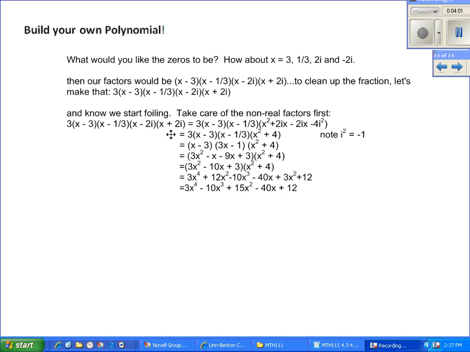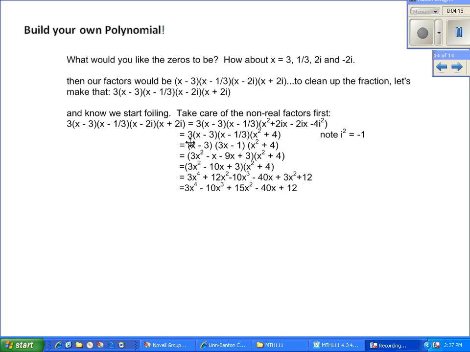x squared plus 2ix subtract 2ix subtract 4i squared. The 2ix and negative 2ix cancel each other out. And then i squared, remember, is equal to negative 1, so that negative 4i squared simplifies to plus 4. And I simply have x squared plus 4 here.